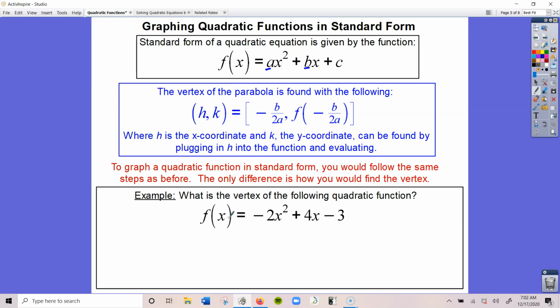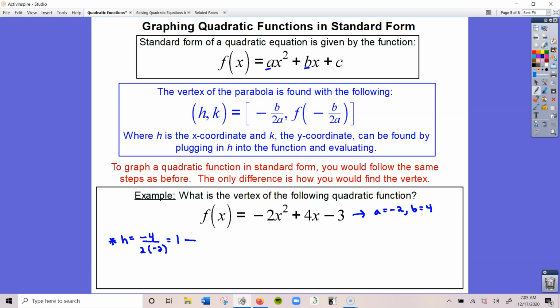We have f of x is equal to negative 2x squared plus 4x minus 3. In this particular function, a is equal to negative 2 and b is equal to 4. So if I want to find h, h is negative b, so negative 4, over 2 times a, which is negative 2. Negative 4 divided by negative 4 is a positive 1. So that is my h value for the vertex.